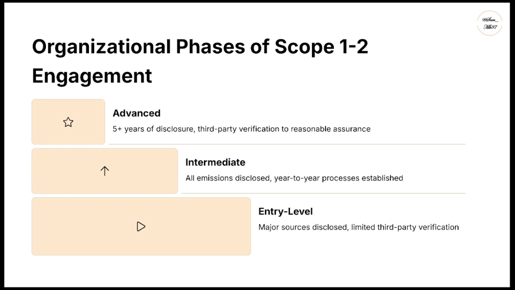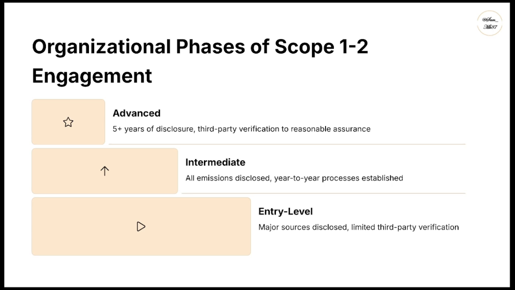In the intermediate phase, organizations have progressed to disclose all scope 1 and scope 2 emissions, and processes are in place to ensure year-to-year consistency. Advanced organizations have typically been disclosing for 5 or more years, and their emission data is third-party verified to a reasonable assurance level.